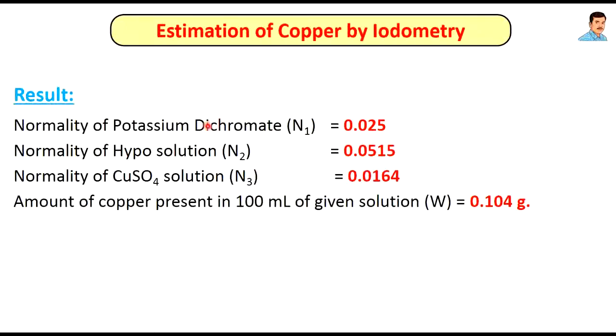Now the results are furnished like this. Normality of potassium dichromate, step 1 result, N1 is equal to 0.025. Normality of hypo solution, N2 is equal to 0.0515. This is step 2 result. Normality of copper sulfate solution, N3 is 0.0164. This is step 3 first result. Amount of copper present in 100 ml of given solution, W is equal to 0.104 grams. This is the final result.